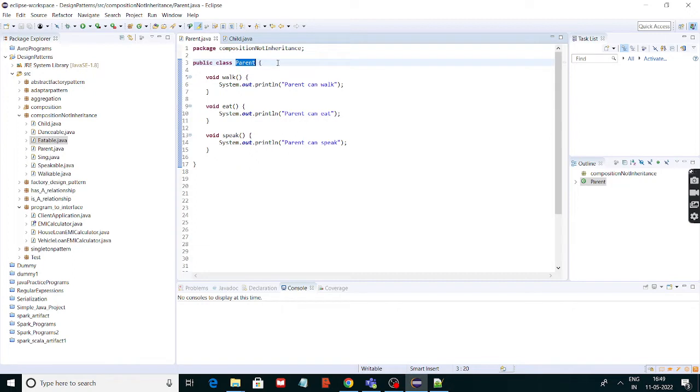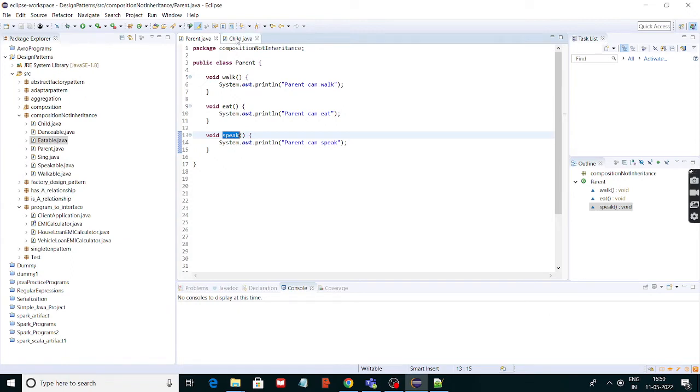Let's see this. We have a class called Parent here. It has some properties like walking, eating, and speaking. Definitely, a parent must be a human being. A human being will have thousands of different properties, but for the sake of simplicity, we are considering three simple properties: walk, eat, and speak. And it has its implementation as well.